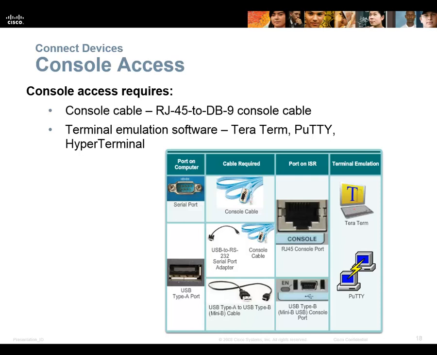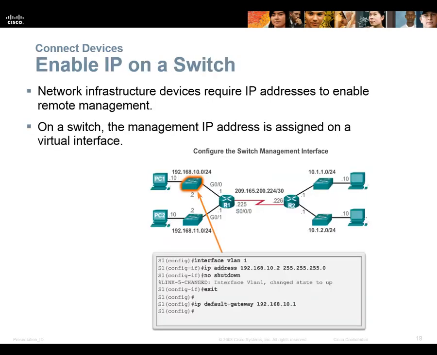So console access requires an RJ45 to a DB9 cable, and then some sort of software to emulate a console connection on your computer. Common ones, they talk about TeraTerm. HyperTerminal is one that's built into old versions of Windows. I'm truly not sure if it's in Windows 8 or not, but one that I'm a big fan of is PuTTY. PuTTY's free. You can download it off the internet. I like PuTTY because not only can you connect via console cable, but it also has SSH built into it. So I use it a lot to connect to my Linux boxes when I'm wanting to make sure everything's good with them.